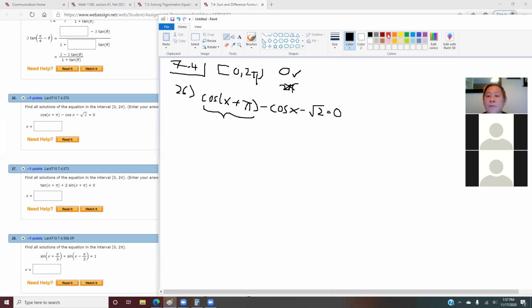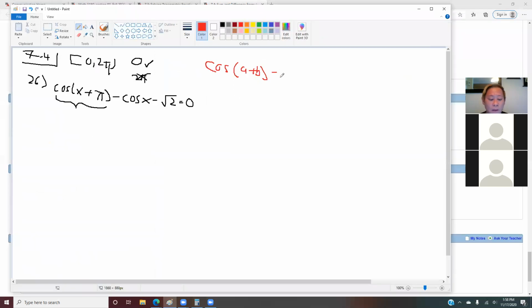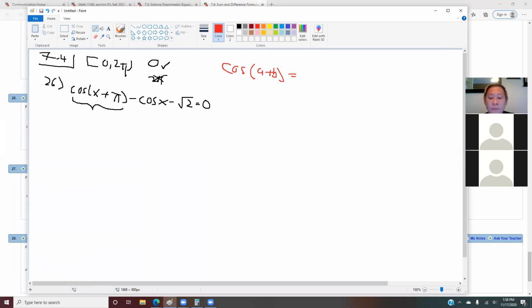We can use the sum and difference. So what is cosine A plus B? This is this formula, the sum formula. Cosine A plus B is a formula you need to know. Anyone know what's the formula for cosine A plus B? Yep, cos, sine. Yes, no plus.